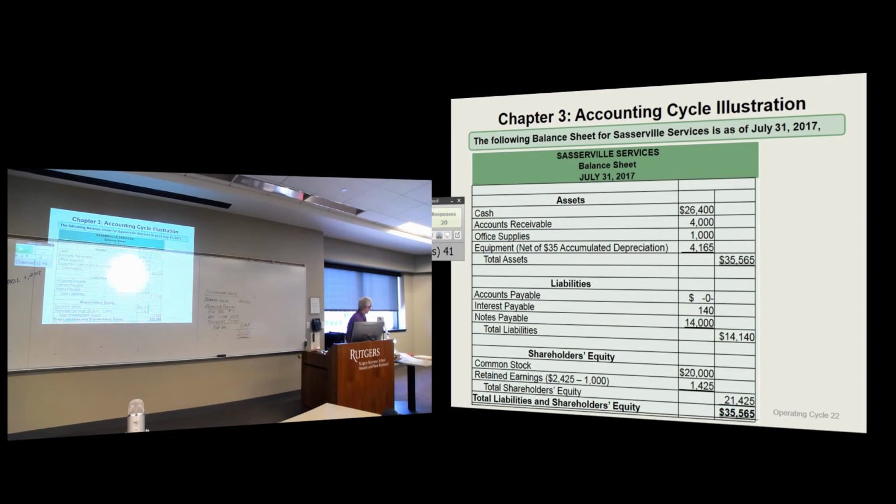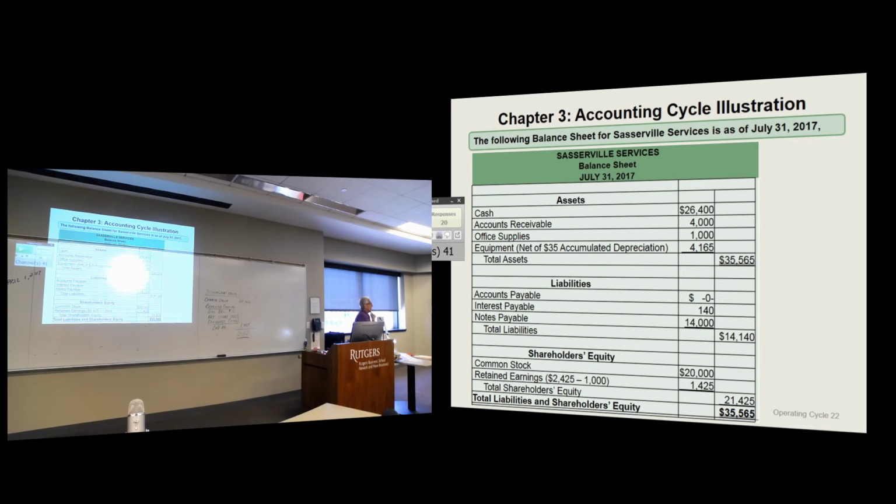But on the asset side, you have cash, $26,004, accounts receivable, $4,000, office supplies, $1,000. And you notice the way I reported the equipment? I'm reporting that net of accumulated depreciation. So it really depends on the balance sheet.